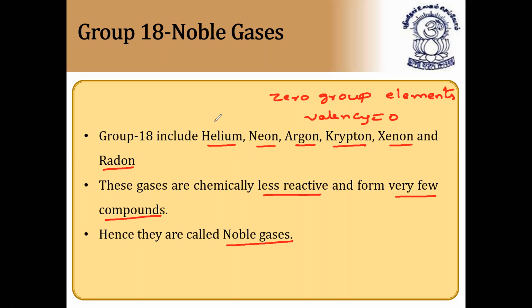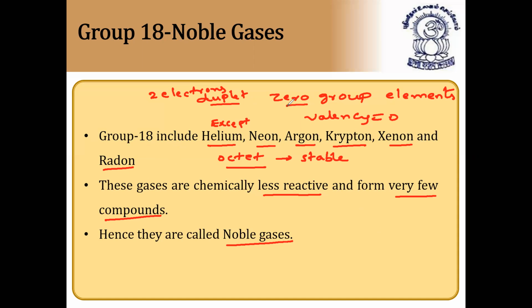Helium has 2 electrons. Except helium, neon, argon, krypton, xenon, and radon have an octet. Octet means 8 electrons in the valence shell. That's why they are stable. As they are stable, they do not form any compounds. Even helium is also stable. It has a duplet structure. Duplet means 2 electrons in the valence shell. That's why it is a duplet. And the remaining are octets. Neon, if you take, has 8 electrons, and so do argon, krypton, xenon, and radon. So this is the introduction of noble gases.